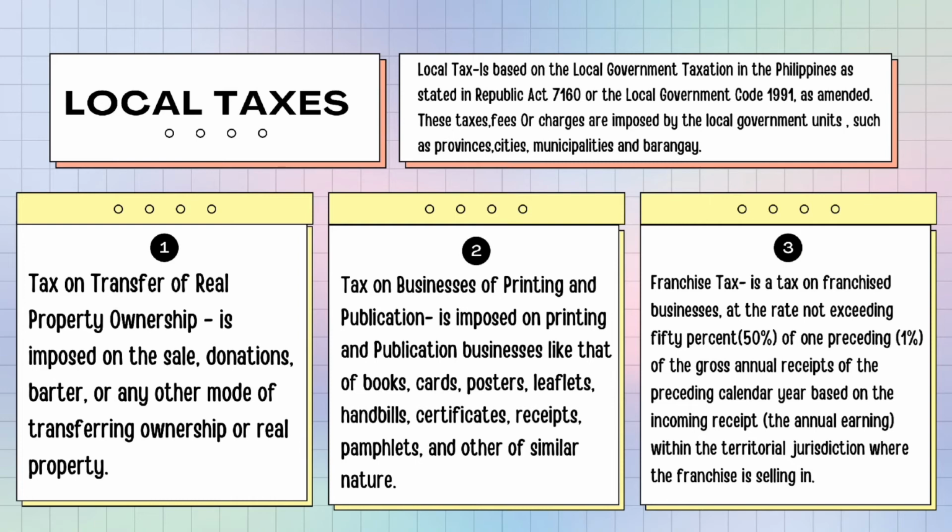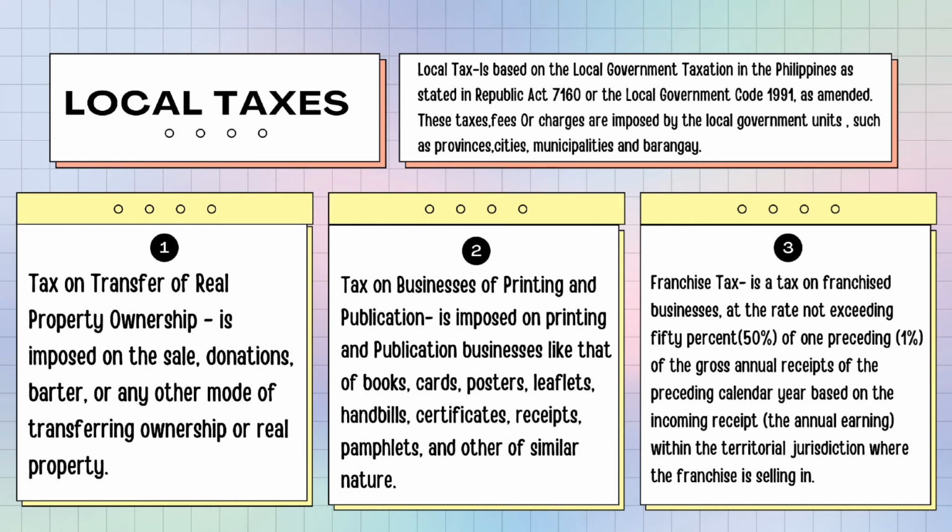Example, tax on transfer of real properties ownership is imposed on the donations, barter, or any other mode of transferring ownership of real property. Next, tax on business of printing and publication is imposed on printing and publication business like that of books, cards, posters, leaflets, handbills, certificates, receipts, pamphlets, and others of similar nature.